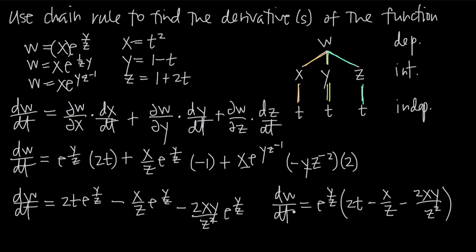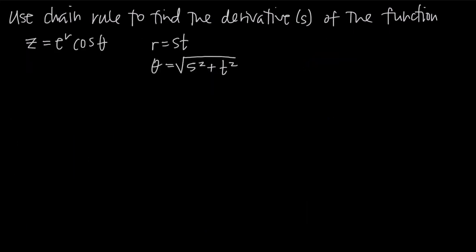Now let's look at a case type 2 multivariable function. In this problem, we've got a case type 2, and let's talk about why we know that. We've got this function z defined in terms of the variables r and theta. So if we start making a tree diagram, we can say that z is defined in terms of r and theta. But then if we go look at our equations for r and theta, we can see r is defined in terms of s and t, and theta is defined in terms of s and t.